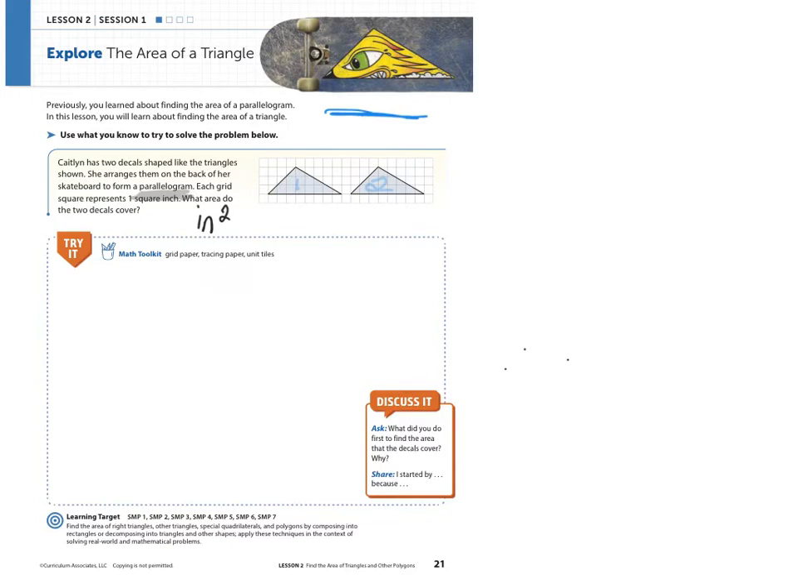Okay, I'm going to start with what we know. We know that the area of a parallelogram is base times height. We know that. We've dealt with it. We've talked about it. You've taken a quiz. We know the area is base times height. We know that the base of triangle number 1 is 1, 2, 3, 4, 5, 6, 7, 8.